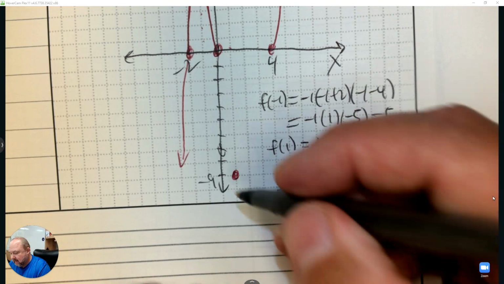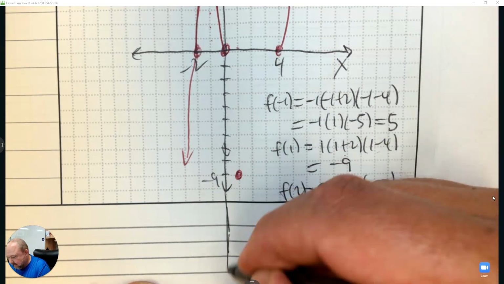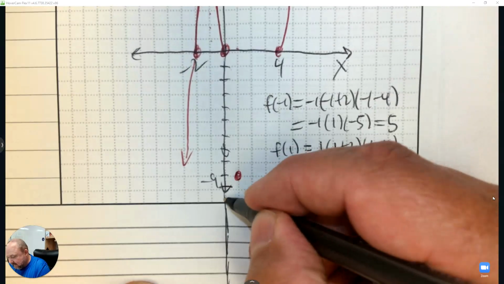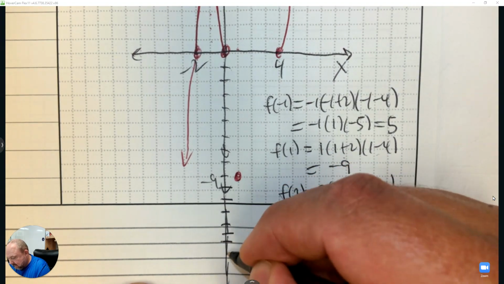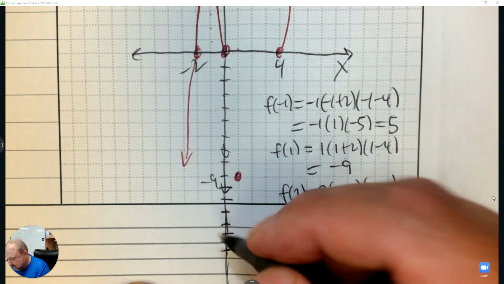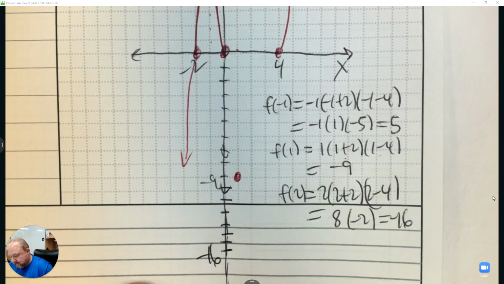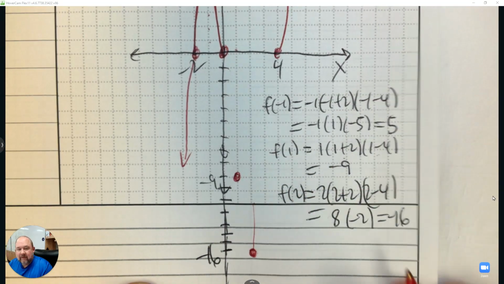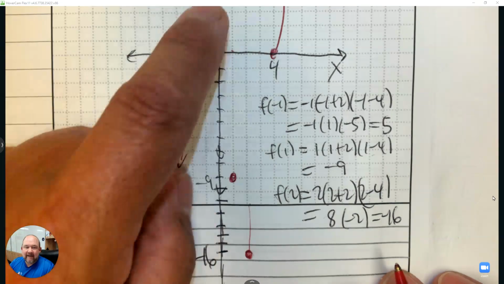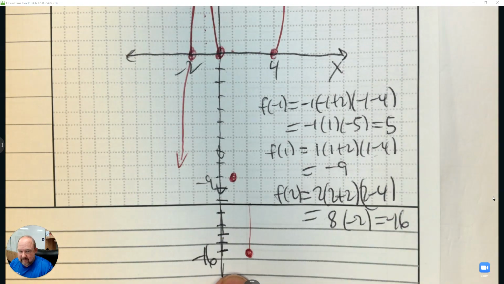Oh, that's going to be off my graph. How can I handle it? I'm going to be okay. So 10, 11, 12, 13, 14, 15, 16. I'm going to say it's right there. It's going to be okay. So at 2, the answer is negative 16.